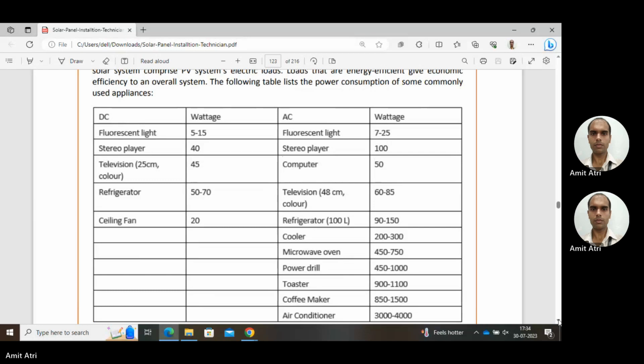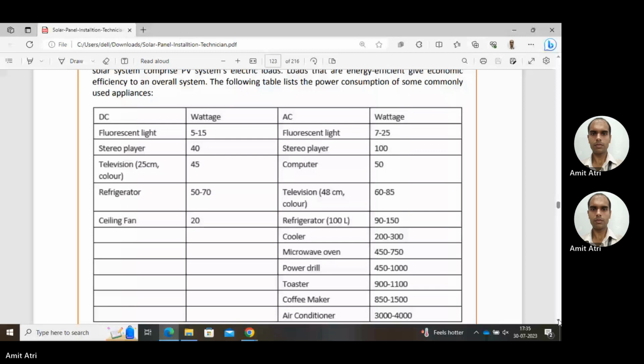So how much watt is the rating, meaning how much power is consumed by these types of loads, like the fluorescent light, 7 to 25 watt. Here we are considering fluorescent light to mean a CFL, 7 to 25 watt. Normally, a fluorescent tube won't have such a low wattage. It will have more than 40 watt for the tube only, and then the choke as well. So we can consider a CFL lamp, stereo player, computer, television, refrigerator.